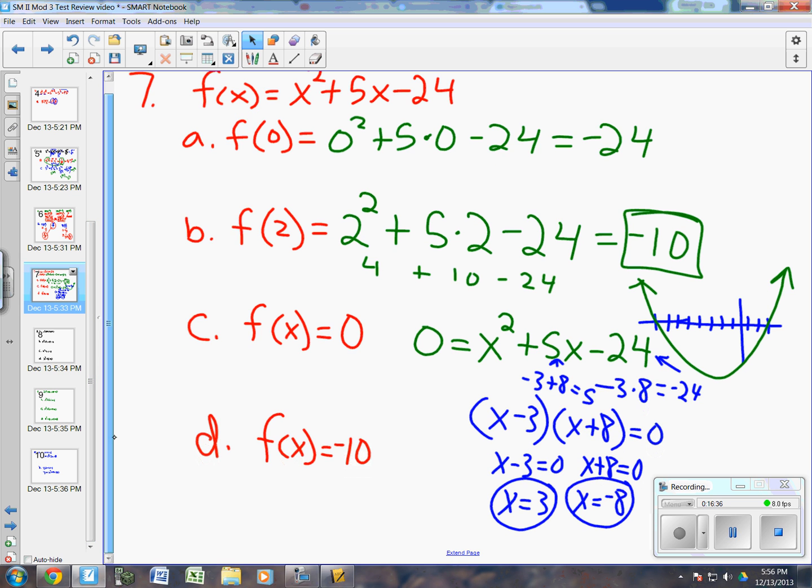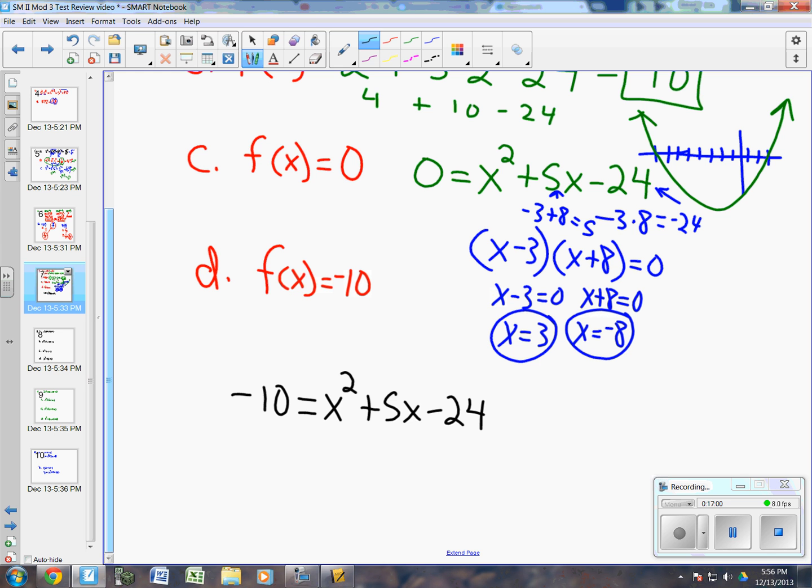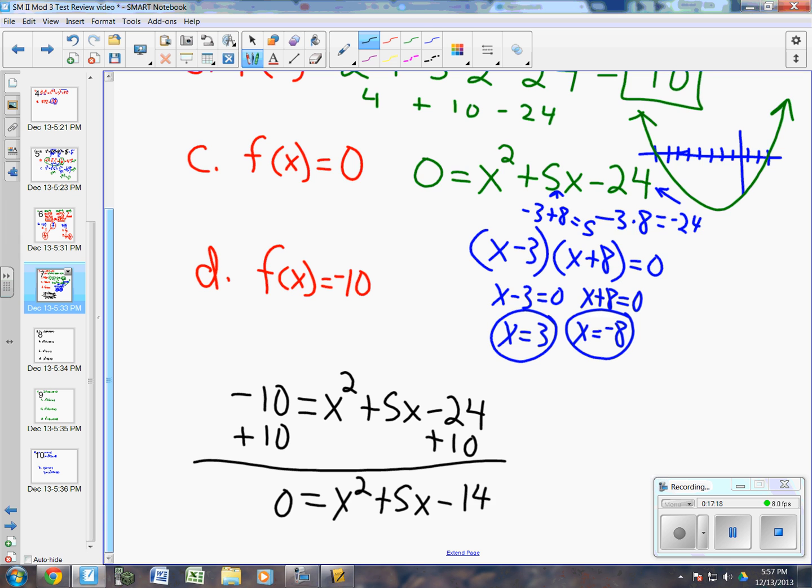Okay, and our last part right here, if you notice, f of x equals negative 10. So we are going to replace f of x with negative 10. I'm going to do this right over here. So it's negative 10 equals x squared plus 5x minus 24. Well, that's a quadratic equation too. It's not equal to 0 yet. So to solve it, we're going to add 10 to both sides to get it equal to 0. And that's going to give us 0 equals x squared plus 5x minus 14.